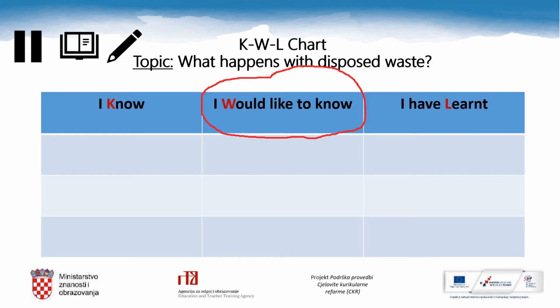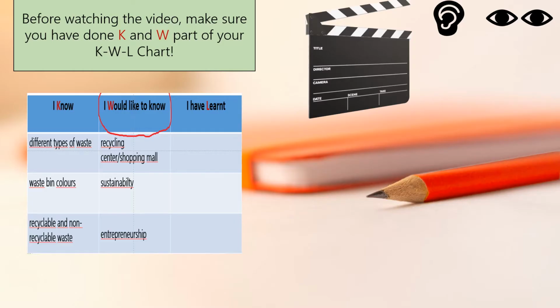For this activity, use your KWL chart again, but this time write your predictions in the second section of the chart, the column I would like to know. As you can see, the column is circled in red. Please make sure you have done the K and W part of your KWL chart, which means the first and the second column of it, before watching the video.